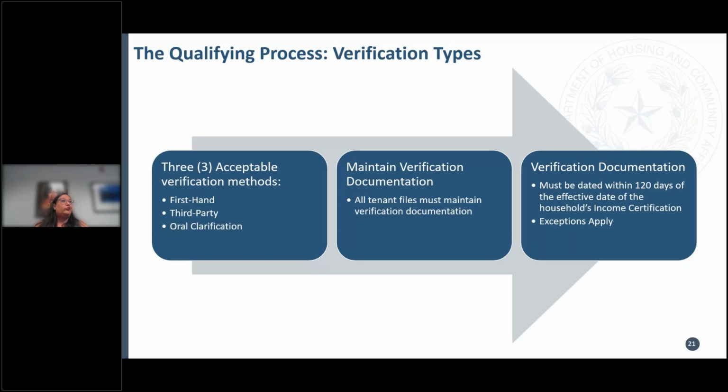There are 3 acceptable verification methods. The first one is firsthand documentation, where they bring you pay stubs or they bring you a bank statement. The next one is third party, where you send an employment verification or you send a bank verification or you send a child support verification. And then oral clarification is used to clear up any incomplete things or any unclear things. And that can either be through you calling the employer to ask, oh, are they getting a raise? Do they have a bonus? Tell me about the bonus structure, that sort of a thing.